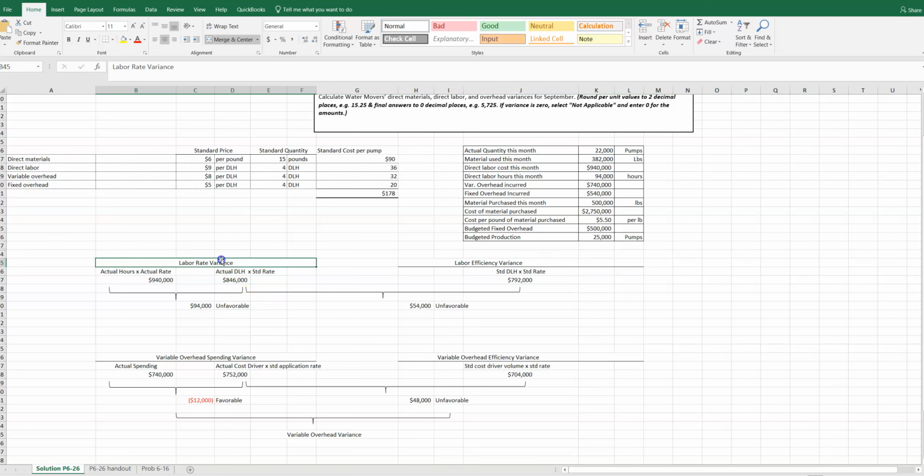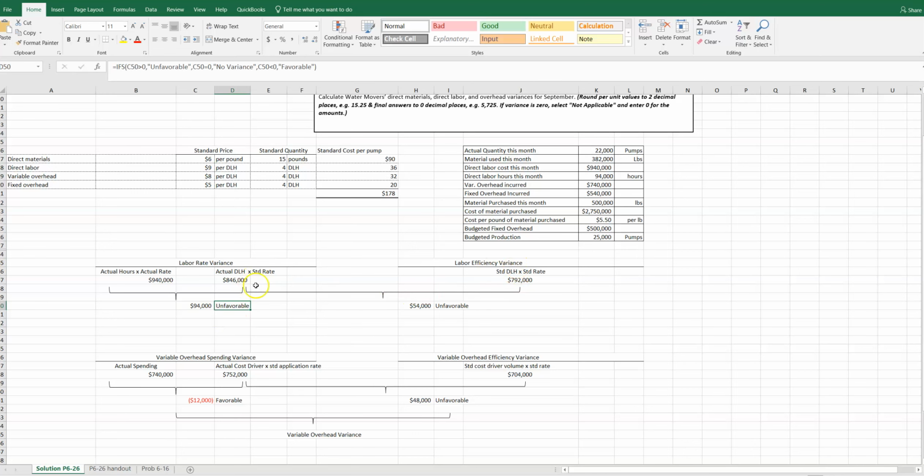The labor variances, we start out with the actual hours times the actual rate. In this case, we know that happens to be $940,000. The actual direct labor hours are 94,000 hours times the standard rate of $9 an hour. So that's $846,000. So we have an unfavorable variance there of $94,000. I don't like that coincidence, but it's still the same as that number. It just happens to be a weird coincidence.